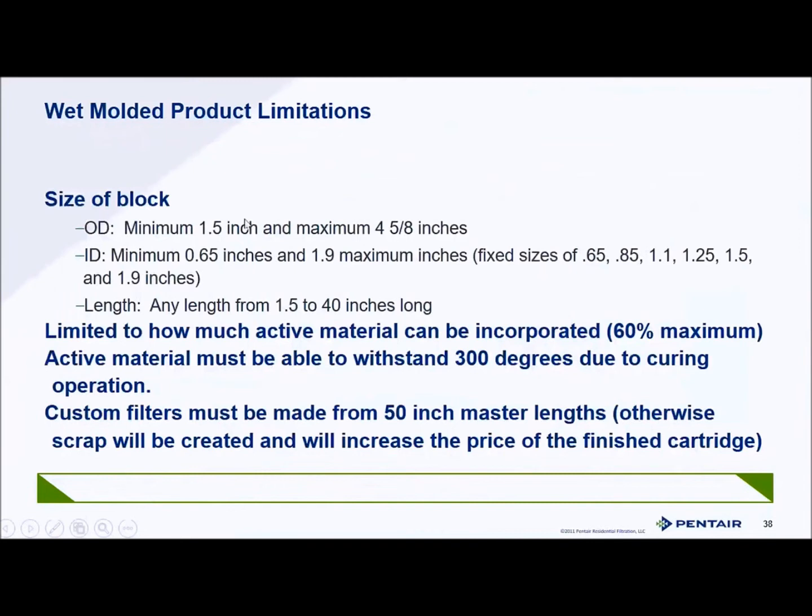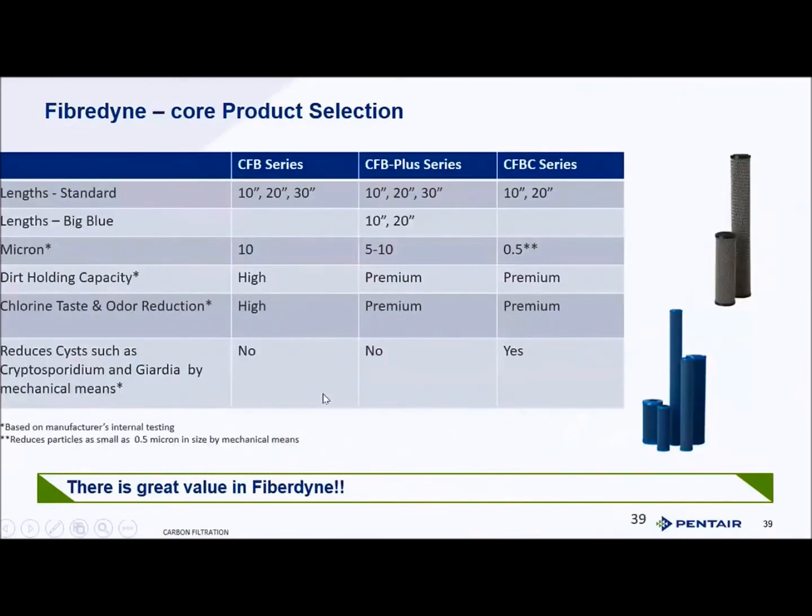Size of the blocks, we have 1.5 inches up to 4.5 inches, so standard and big blue, 5, 10, 20, and 30-inch cartridges, up to 40-inch. We do make some batch products for certain industries in the 40-inch variety. We can incorporate other active materials up to 60% of the block. So we can do a lot of cool custom formulations with this. And active material must be able to withstand 300 degrees due to curing operation. Custom filters must be made from 50-inch master lengths. Otherwise, the scrap created will increase the price of the finished product. So we've got a lot of particulars around this, but we do some customization of that as well.